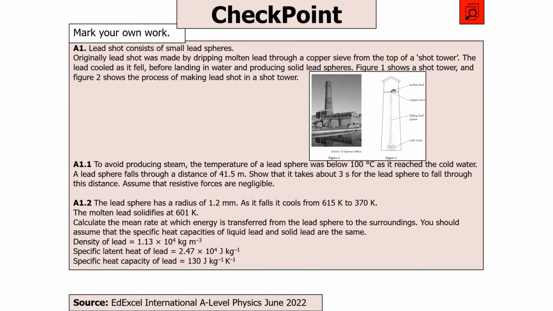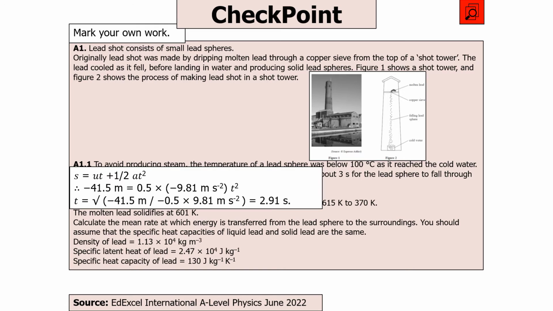Right, we can just use suvat in this question because it's going to be constant acceleration. So s equals ut plus a half at squared. Remember, a is minus 9.81 and s is minus 41.5. So therefore t will equal 2.91 seconds.